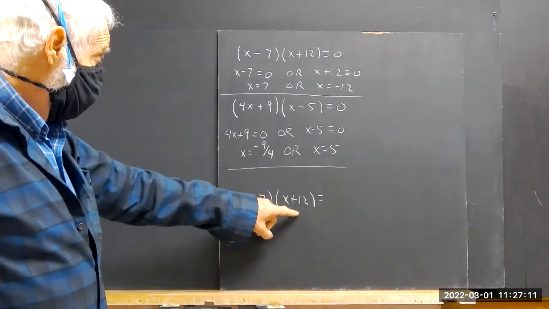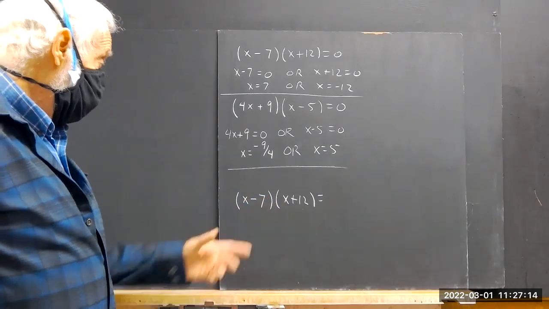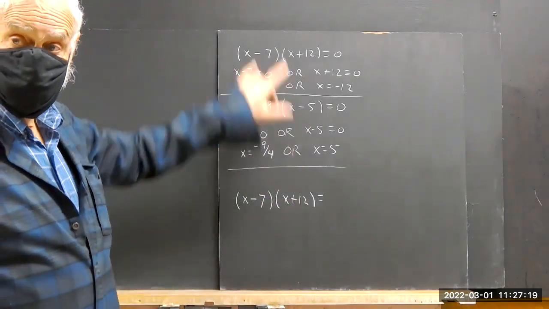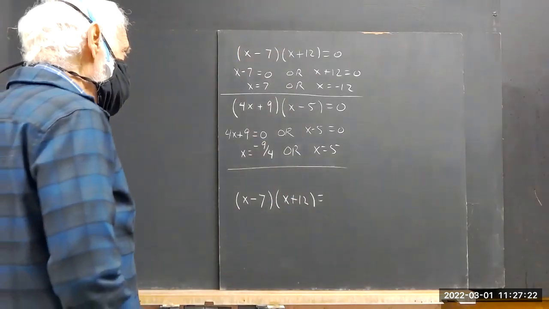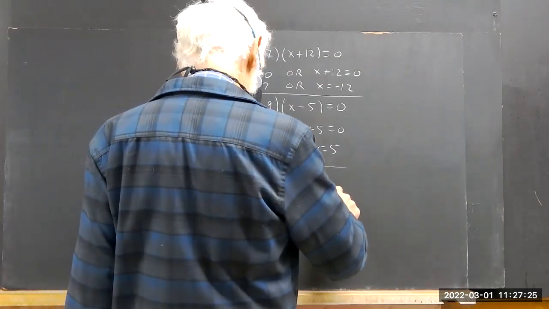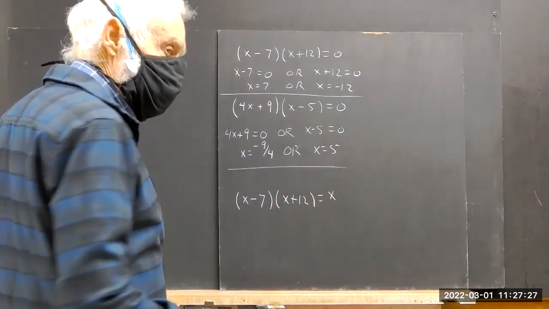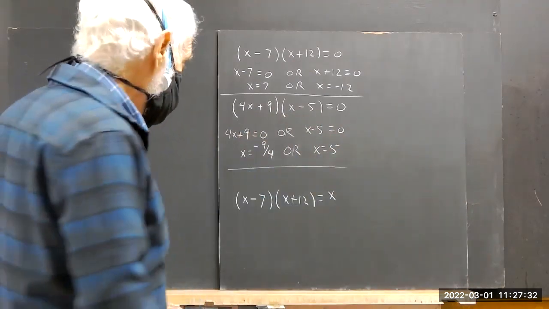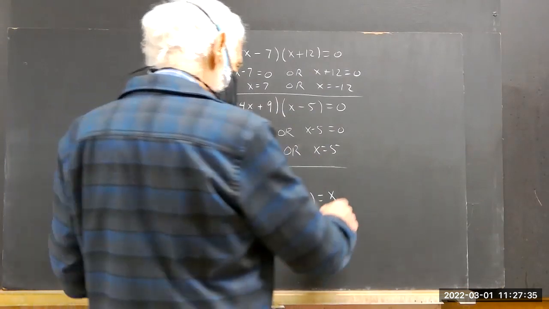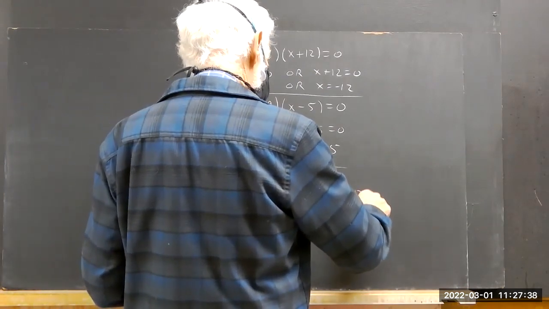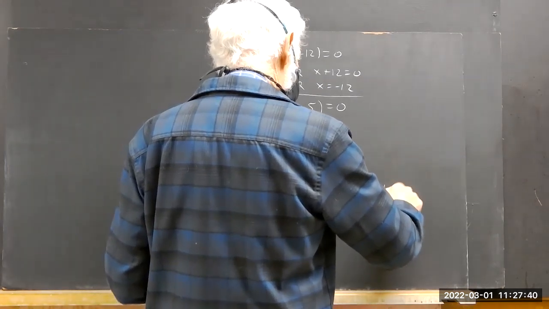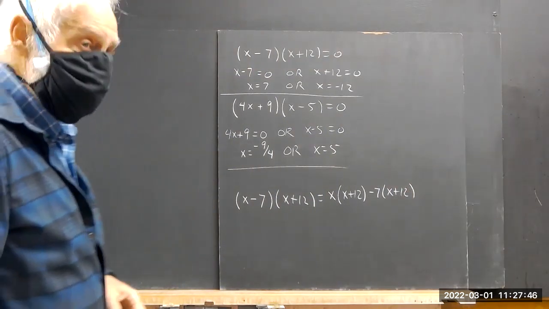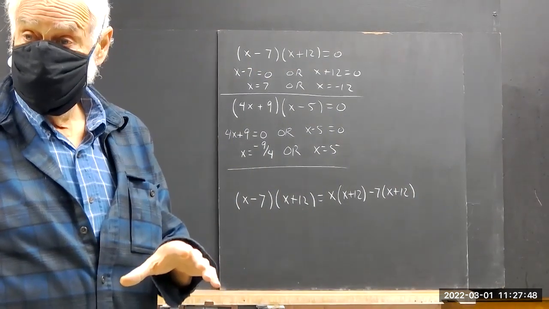So the next question asks you to multiply. Now, of course, this expression is the same as this. You're going to multiply it out. By the distributive law, x minus 7 times something is x times that something minus 7 times that something. Okay? So x minus 7 times x plus 12 is x times x plus 12, minus 7 times x plus 12. You understand that well? Okay.